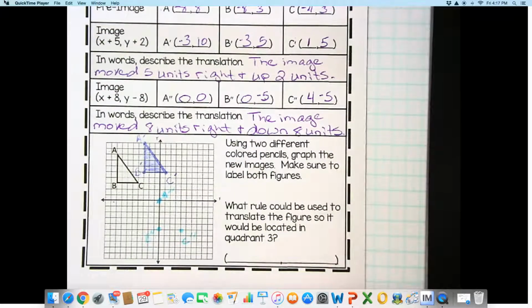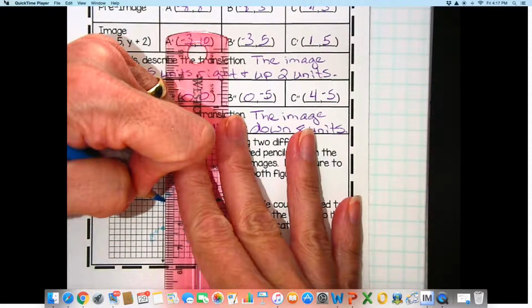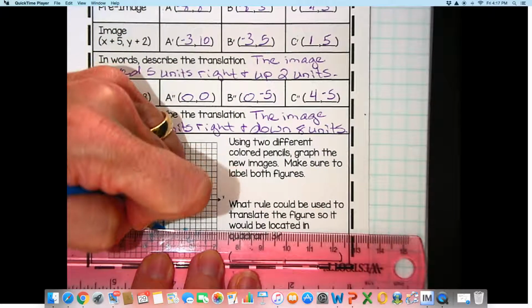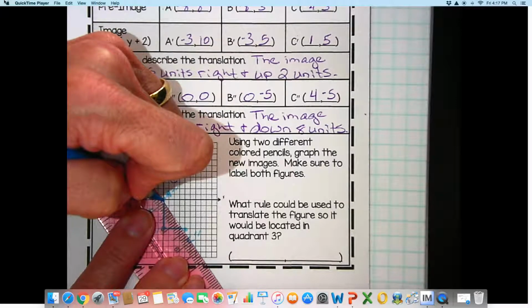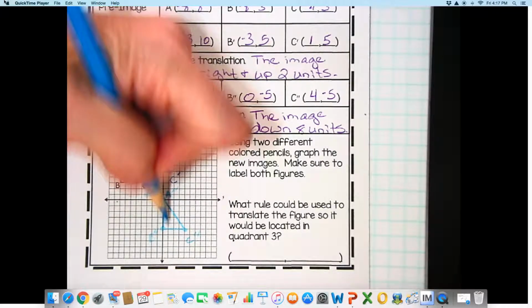Okay, so take your ruler, draw your triangle. A prime prime to B prime prime, B prime prime to C prime prime, and A prime prime to C prime prime. That's one too many primes for me. Okay, so here we go.